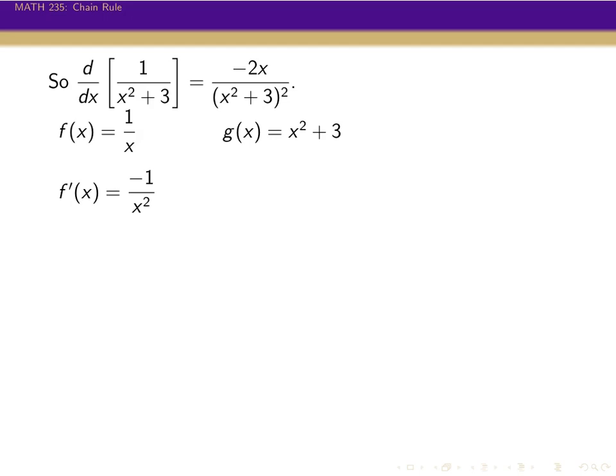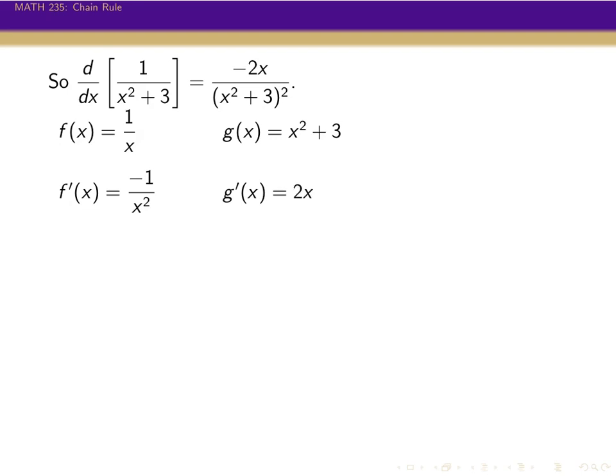And then the derivative for x squared plus 3, well, the derivative of x squared is going to be 2x by the power rule. And then the plus 3, that's a constant, and so it just disappears. So g prime is equal to just 2x.